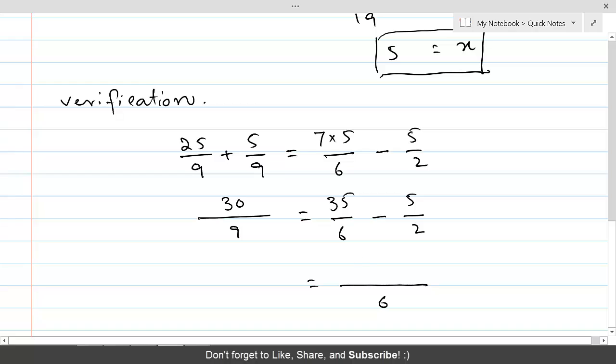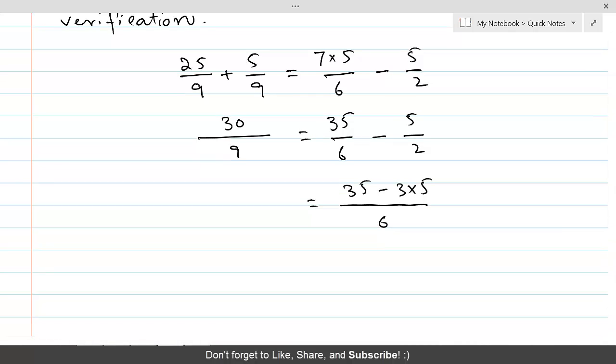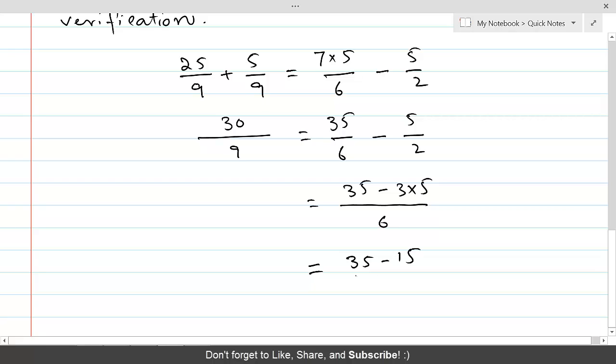It is 6, and 35 minus 3 times 5, that would be equal to 35 minus 15 over 6, and here on this side this is 30 over 9.